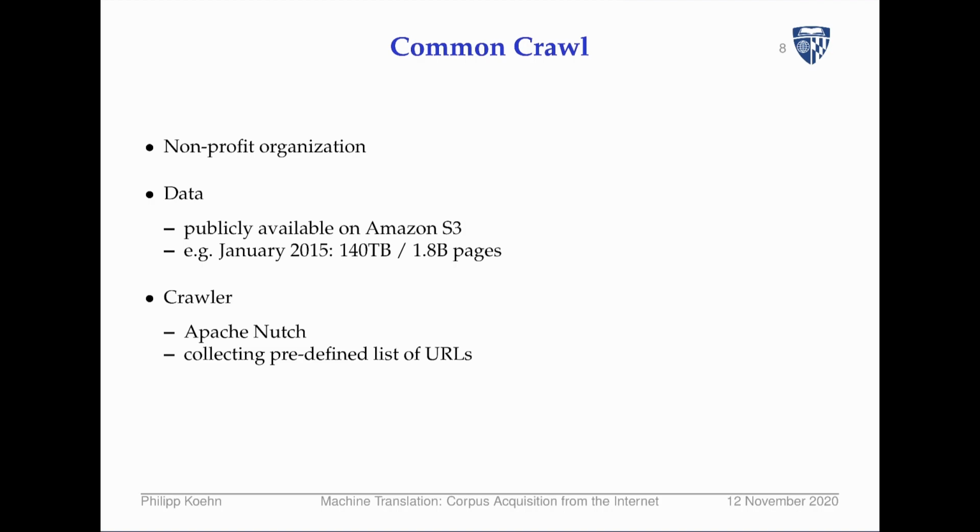So, we start here a little bit guided by what's available on CommonCrawl. So this is, as we already said, a non-profit organization and has data publicly available on Amazon Web Services. So it has released data in several crawls. For instance, the January 2015 crawl has 140 terabytes or 1.8 billion web pages. So the way they collected this, they used a crawler called Apache Nutch and had a list of predefined URLs that they just visited.